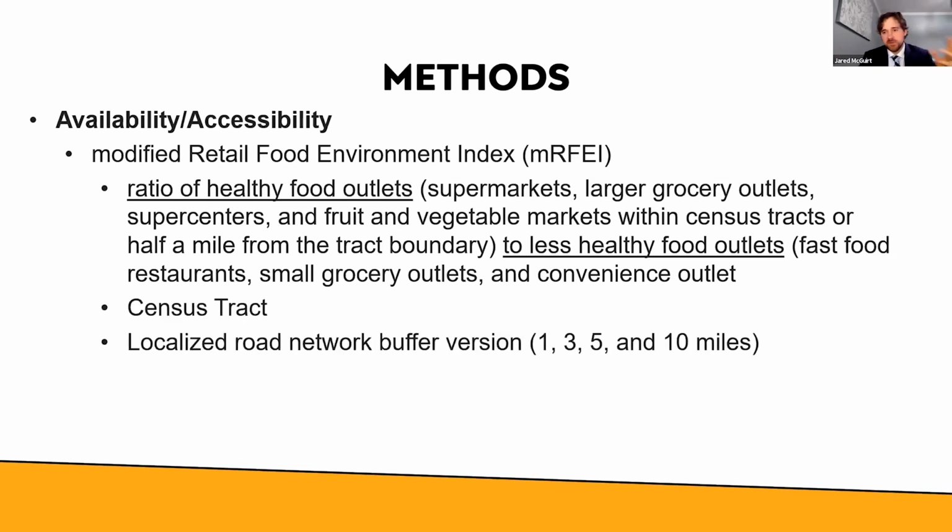We did this at the census tract level, but we also wanted to create localized road network buffers of this. And so we used all those geocoded retail outlets and these service area buffers that then captured a more tailored retail food environment index compared to what you get at the census tract level, because not everyone's going to shop within the census tract they live in, and people's shopping behaviors aren't that neat. They're usually a little more complex.